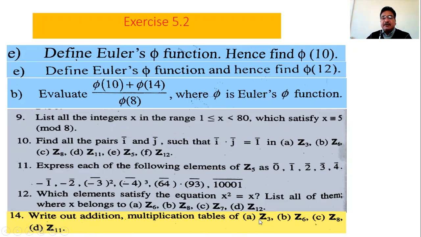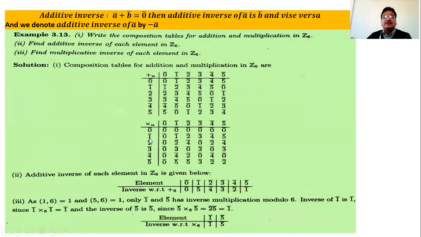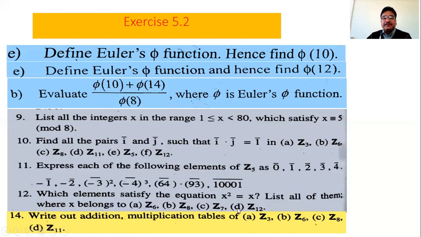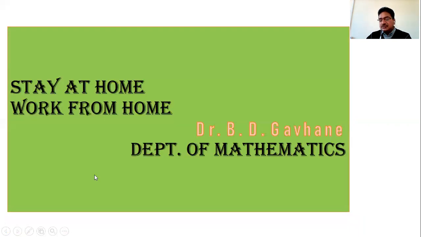Write the addition and multiplication tables for Z3, Z6, Z8, Z11. Like Z6: this is the additive table for Z6, and this is the multiplication table for Z6. It is called the composition table for addition and multiplication. So we have to draw the tables for Z3, Z8, Z11. So solve all these examples. In the next lecture, we will see the next topic.